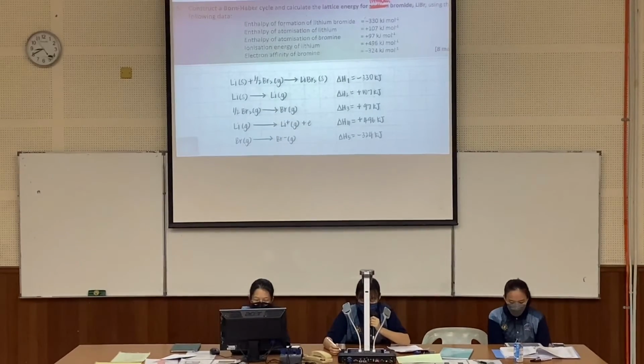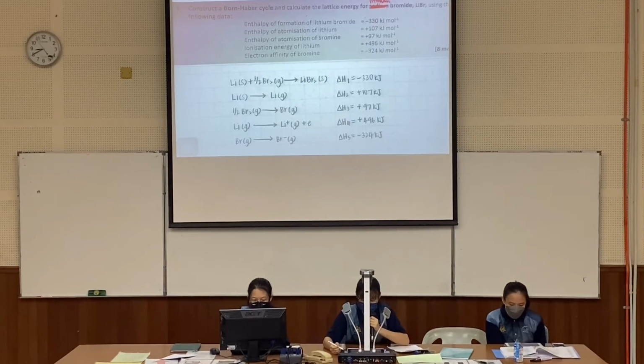So for the enthalpy of atomization of lithium, the lithium in solid state will turn into lithium in gaseous state. And for the enthalpy of atomization of bromine, 1/2 of the Br2 gas will turn into 1 mole of Br in gaseous state. And for the ionization energy of lithium, the lithium in gaseous state will undergo ionization to release 1 electron and turn into the lithium plus ion in gaseous state.